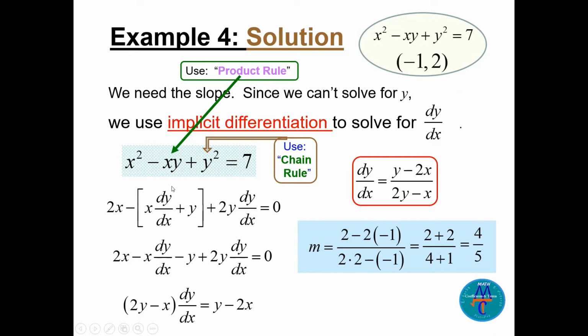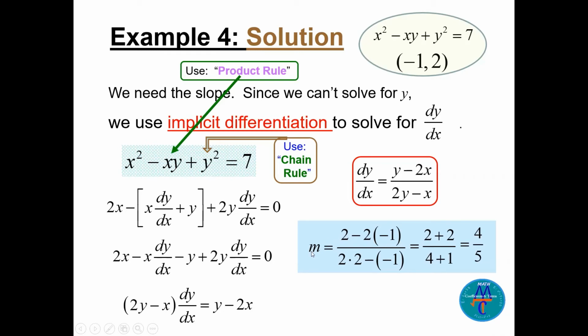2x minus, this is x dy over dx plus y, just the product rule. This is plus 2y y prime is equal to 0. Rearrange the equation, minus, and this is a minus y. Leave the terms that have dy over dx. Take a common factor. Take y on the other side, 2x on the other side, and then dy over dx will be y minus 2x divided by 2y minus x.